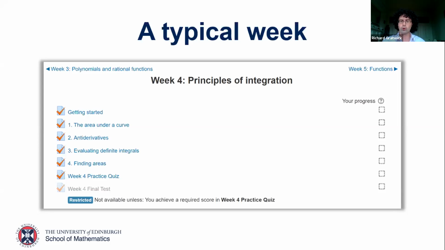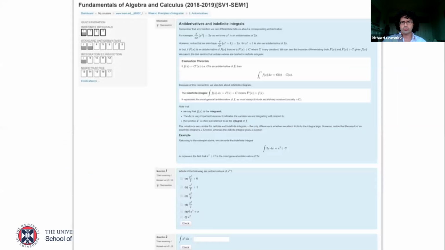I will talk more about how they combined to give the grade for the course when we come to specifications grading, but the final test for this week was what the whole week was leading up to. So the delivery of the course, when they click into, for example, section 2 on antiderivatives, looks like this.